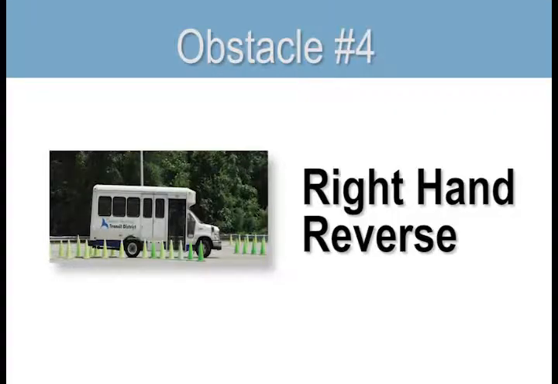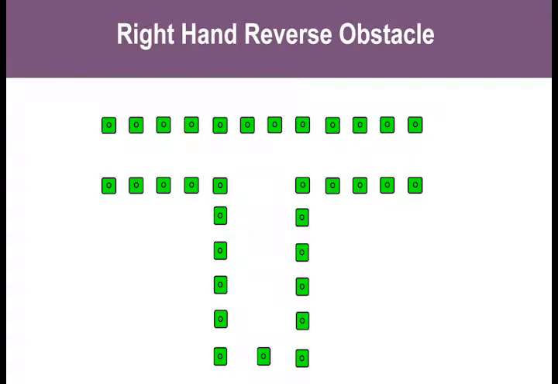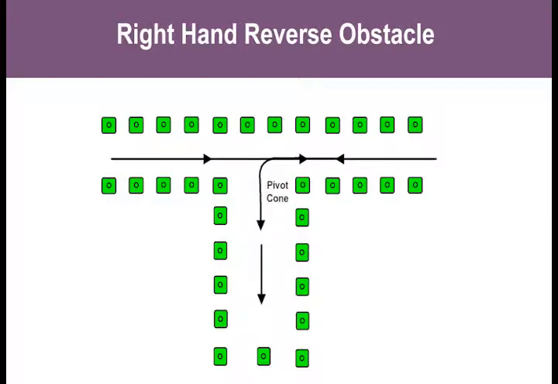The next obstacle is the right-hand reverse. This is a test of the contestant's ability to simulate a bus backing up between 2 objects. Cones are positioned to designate a through lane and a lane, let's call it the alley, that the vehicle will be backed into. There is a pivot cone at the front of the alley on the passenger side and a rear cone at the end of the alley.